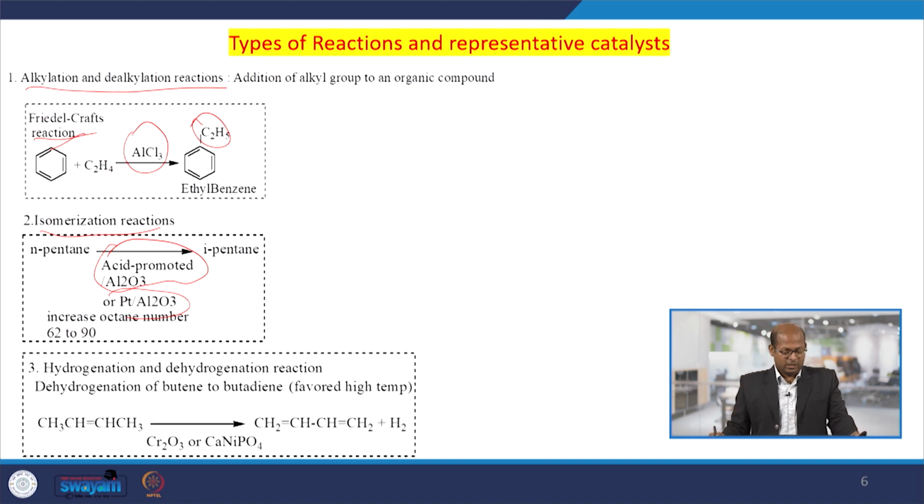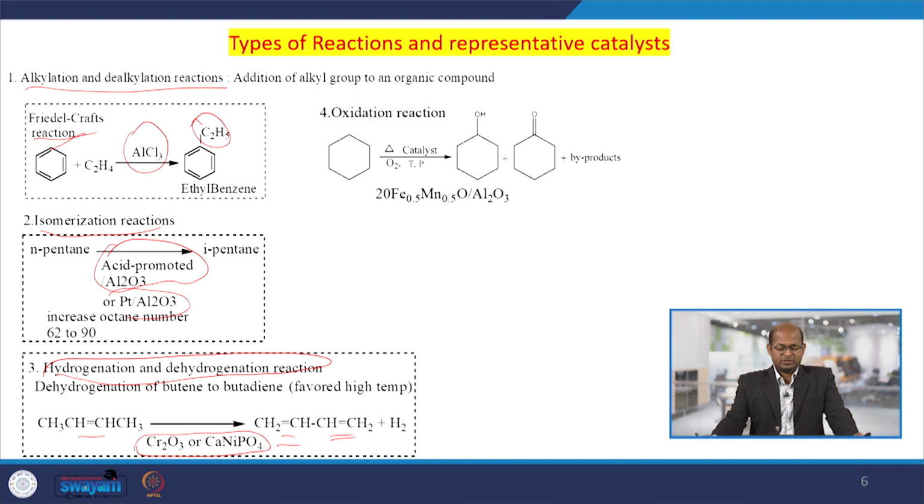Similarly, dehydrogenation reactions, hydrogenation and dehydrogenation reactions. For that we can use a chromium catalyst, a calcium nickel phosphorus catalyst, in the oxide phase. Here is one single bond and here two double bonds, so butadiene formation, butene to butadiene formation. That is a dehydrogenation reaction. Here the catalyst is different.